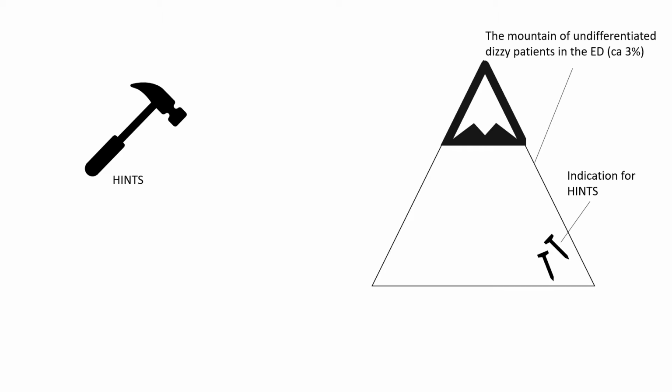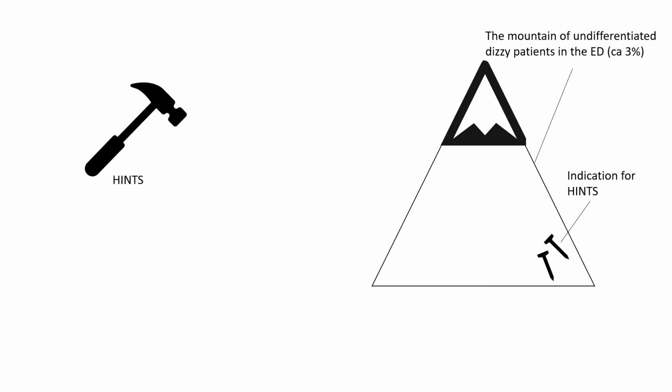And another misnomer, or another misapplied way of thinking about the HINTS test, is that it's a test for all the strokes or all the central causes, and that is not correct either. There are definitely a lot of patients in this mountain of undifferentiated patients that have serious causes, medical or central neurological, that the HINTS test will not necessarily tease out.